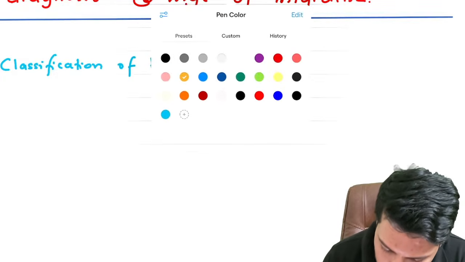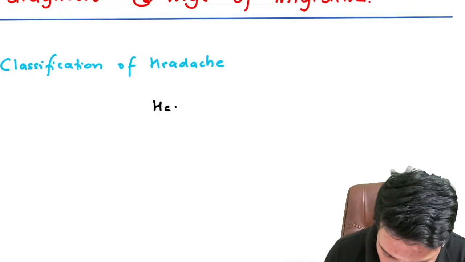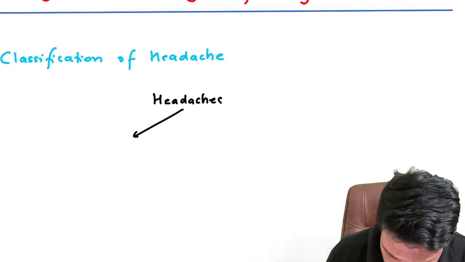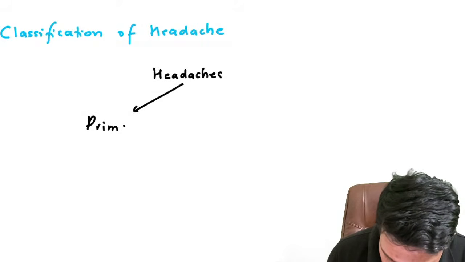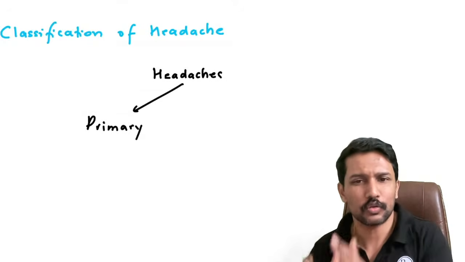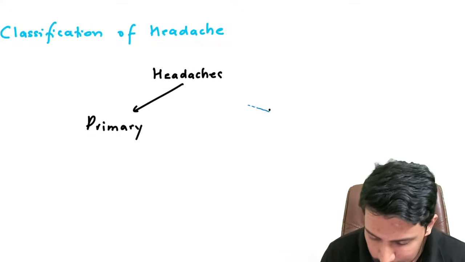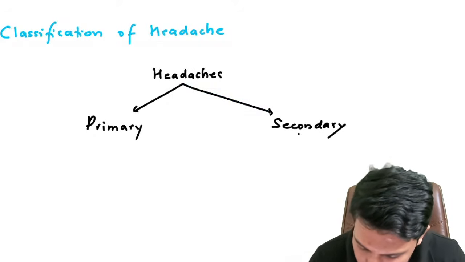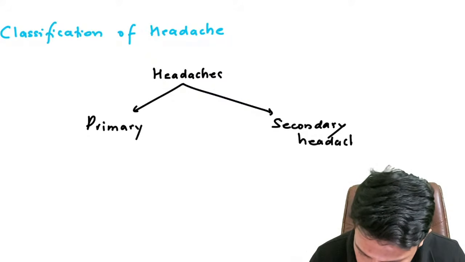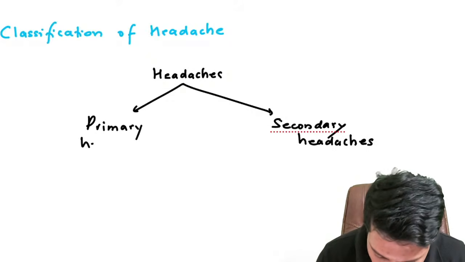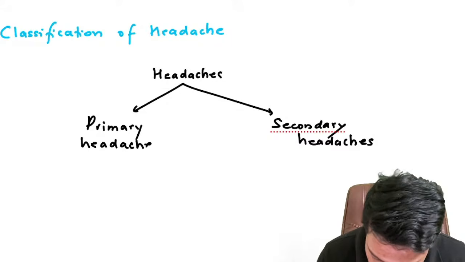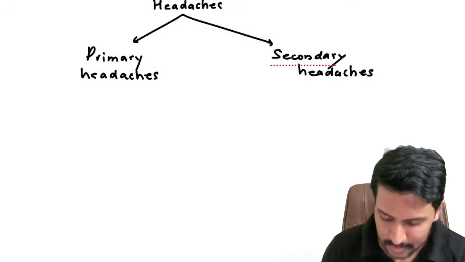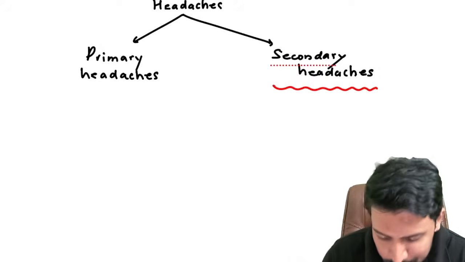And when we are talking about the primary, within primary we have cluster headache, tension type of headache, migraine, and a long list of other headaches. And then we have secondary headaches. Now, before we go into the primary headache, let me list some important causes for the secondary headache. So what are the important causes for secondary headache?